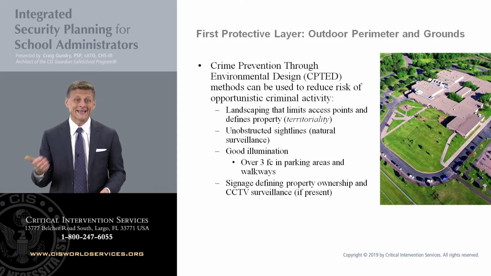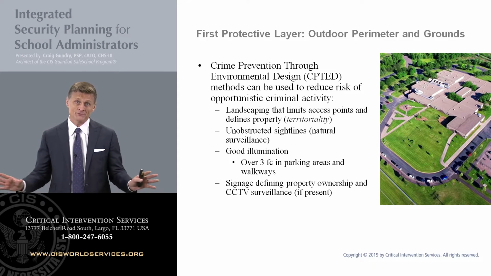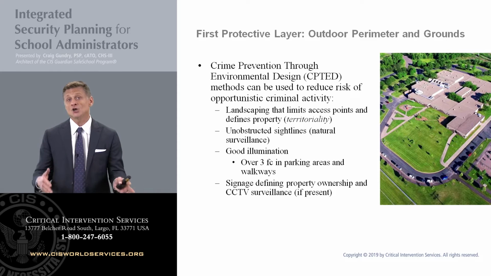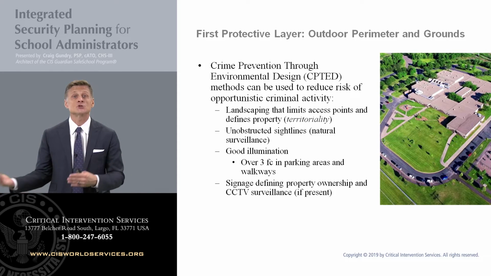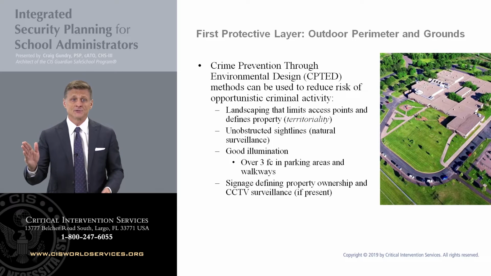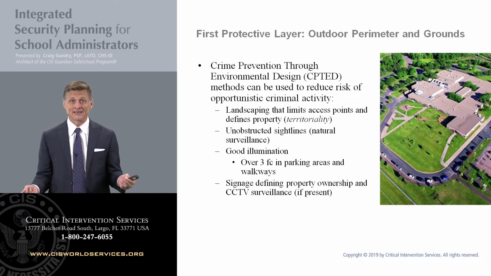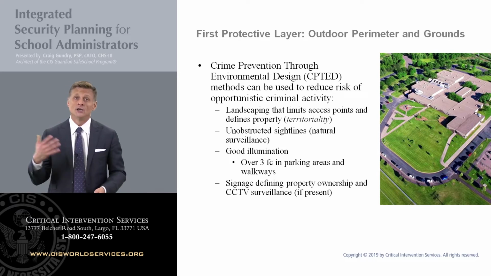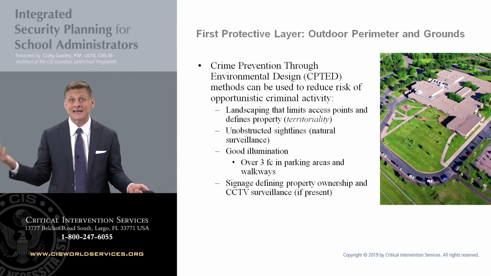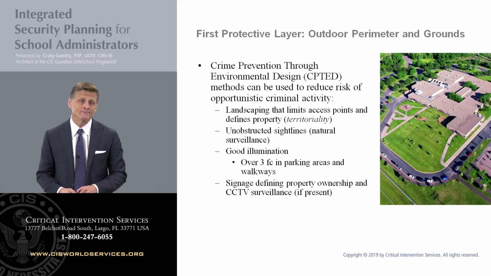One example would be landscaping that limits access points and defines the actual perimeter of the campus. This will also help reduce or discourage casual trespass, such as people passing through our property. Having unobstructed sight lines, what's called natural surveillance, permits people to easily see if somebody is engaging in some type of criminal activity, like stealing a car or perhaps lying in wait for the purposes of attacking somebody passing down a walkway.